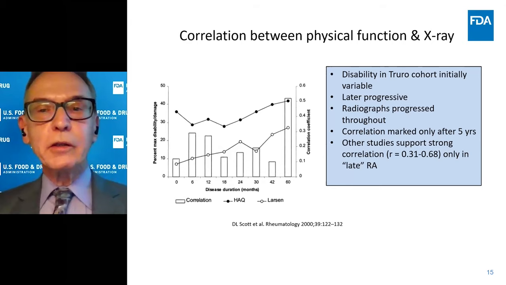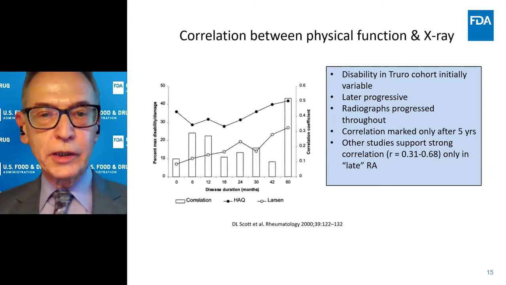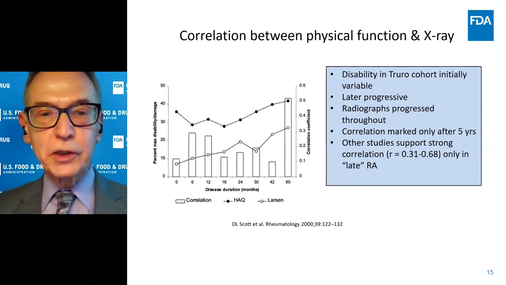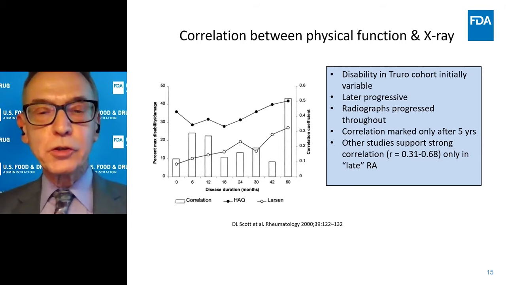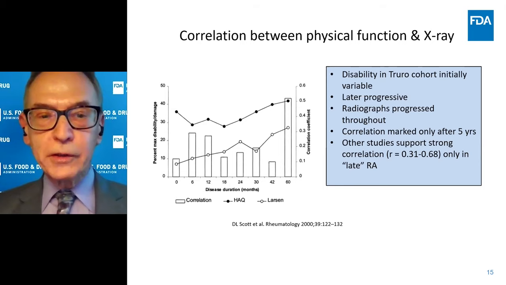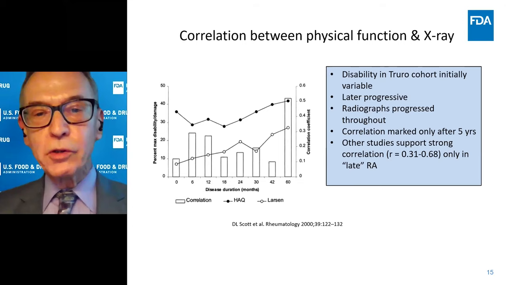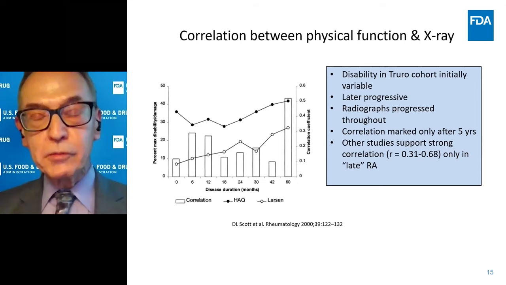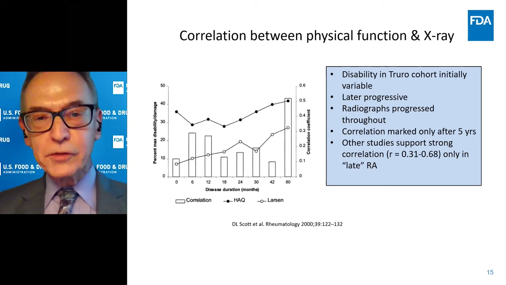This can be appreciated in one particular cohort, the Truro cohort, where you can look at disability in the black circles on the left. And what you can see is in the first 2 years, there is no increase in disability. But then after 2 years, the disability increased over time. In contrast, radiographic changes, as shown in the open circles, increased progressively over the whole course of the study out to 5 years. And the correlation between radiographic damage and disability, as shown in the bars, was quite variable and was low early on in follow-up, only became strong after 5 years of follow-up. So this illustrates that to demonstrate the association between the biomarker and a relevant clinical outcome could take many years of study.